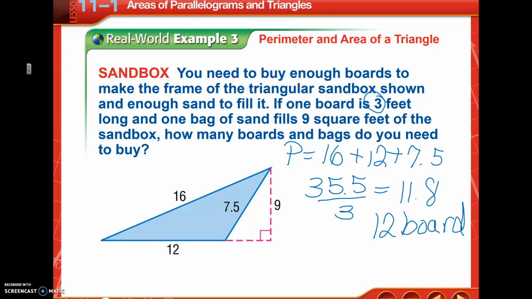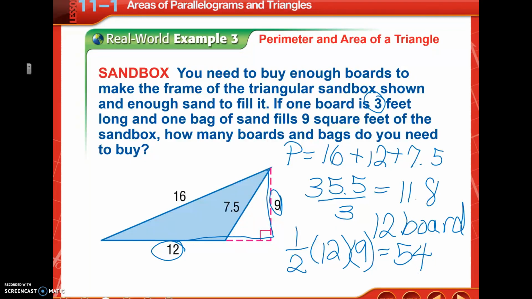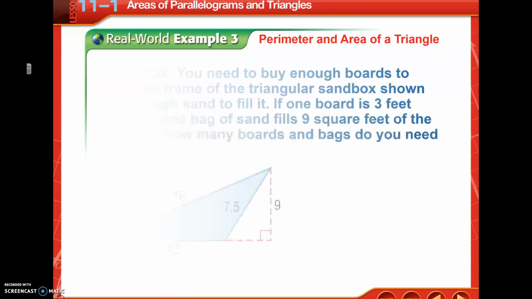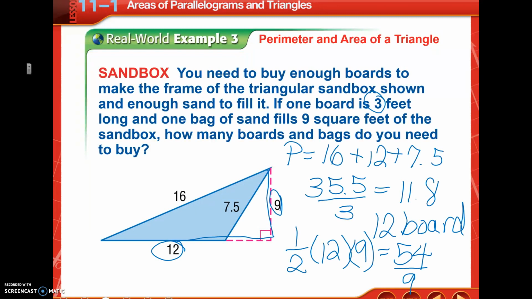So then the area to fill it up with sand, we need area, would be 1/2. This is our base and this is our height. It could go either way, but it is the two sides that are perpendicular to each other. So 1/2 times 12 times 9, so 54 square feet. And if we divide that by 9, because 1 bag of sand fills 9 square feet, you would need 6 bags.